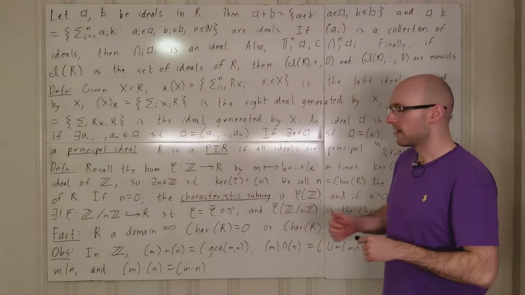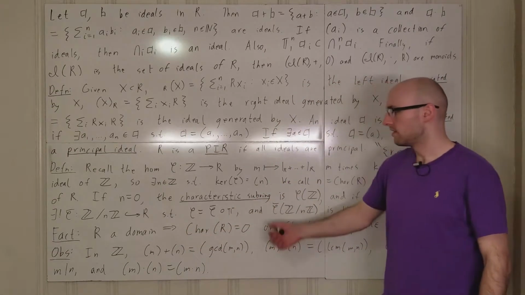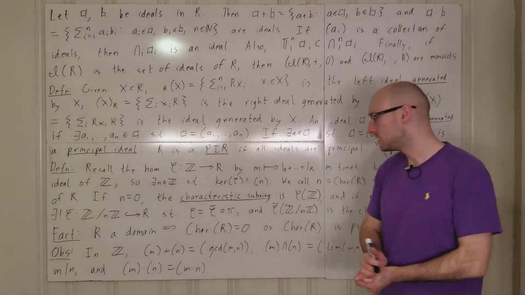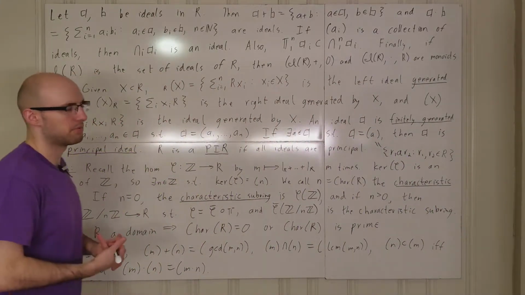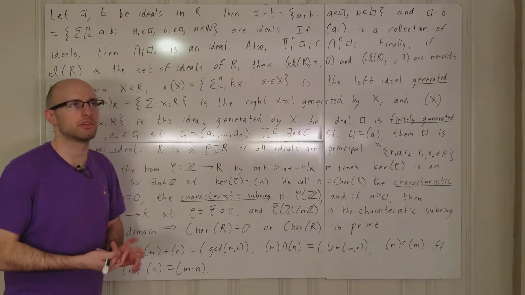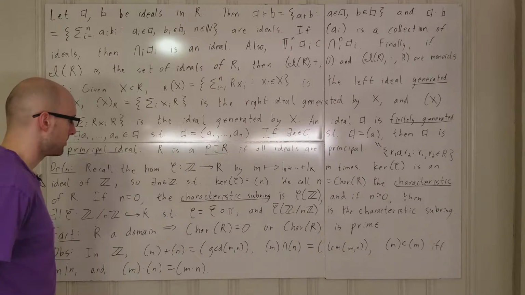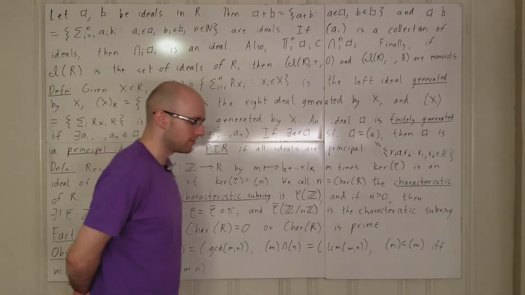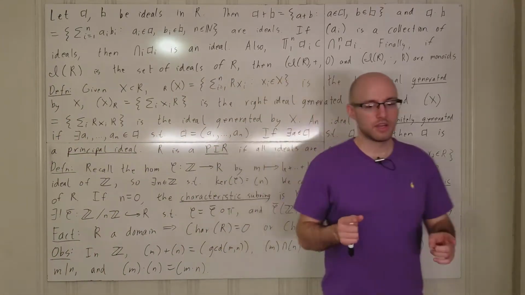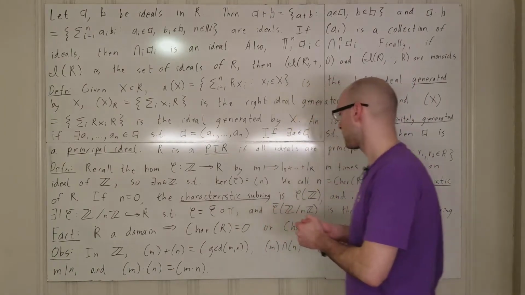All right, and so we have another fact that's associated with this. If R is a domain, then the characteristic will be either 0 or prime. We're not going to write out a proof of it, but it makes sense because it could be 0, but what if it's not 0? If you have a domain, then if you multiply together two non-zero elements, you won't get 0.